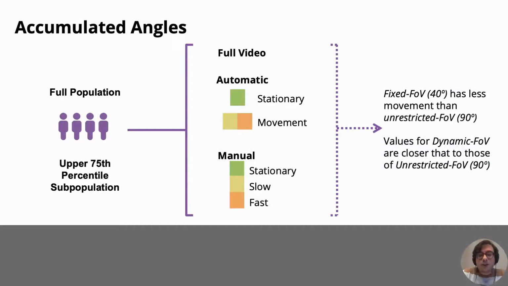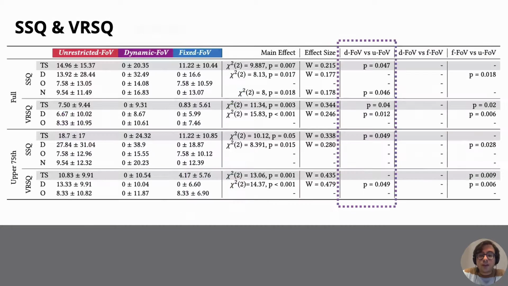Looking at how much the head moves between readings, participants who experienced the fixed field of view had less movement than with the unrestricted field of view, and the values for the dynamic field of view are closer to those of the unrestricted field of view. Dynamic field of view was shown to be statistically effective in reducing or maintaining scores of the simulator sickness questionnaire total score and nausea when compared to the unrestricted field of view, for both the full population and the upper 75 percentile subpopulation.